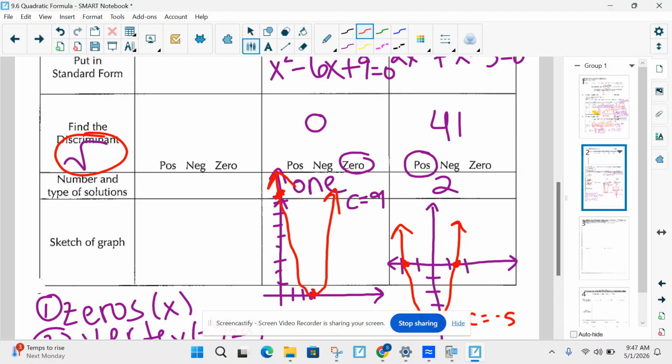Would you also need to do that next year in Algebra 2 when you write equations of other functions like ellipses and hyperbolas? Yeah. All right.